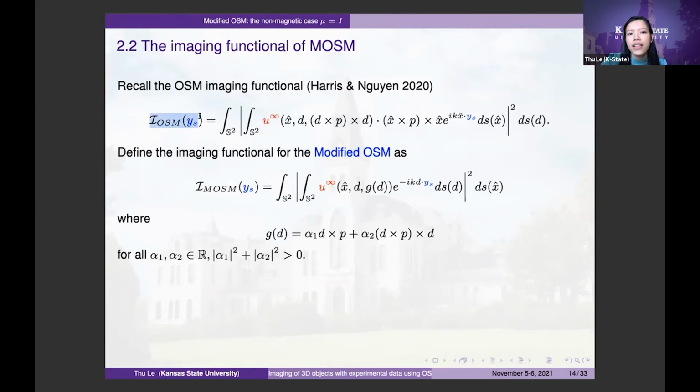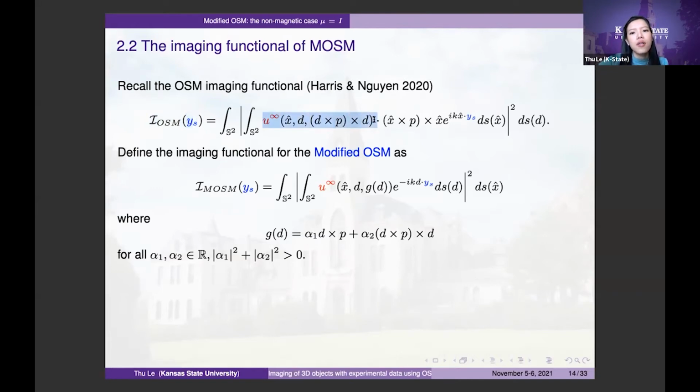It will tell you whether or not there will be some criterion that we will talk about later, but the value of this imaging functional will tell you if the sampling point is inside or outside of the target. Then you can reconstruct the target. So that's basically the main idea.